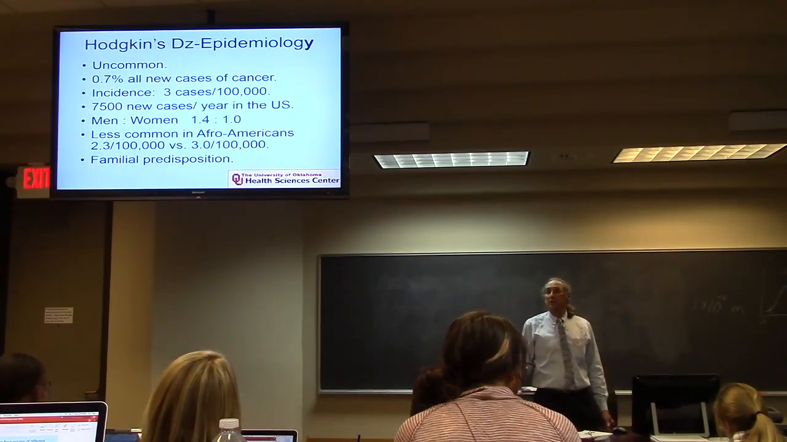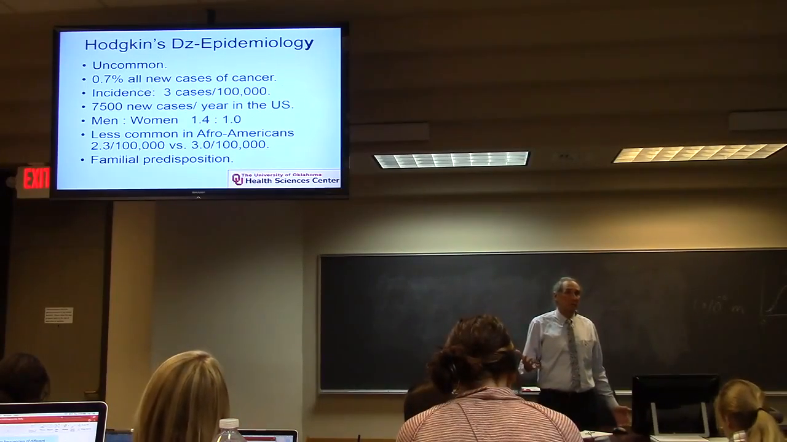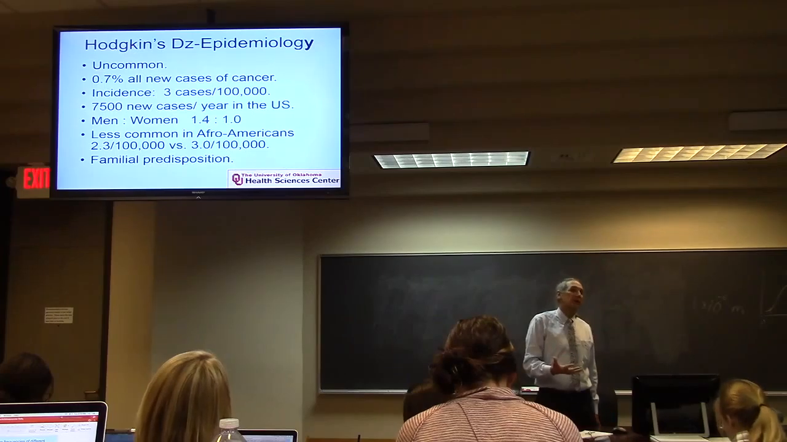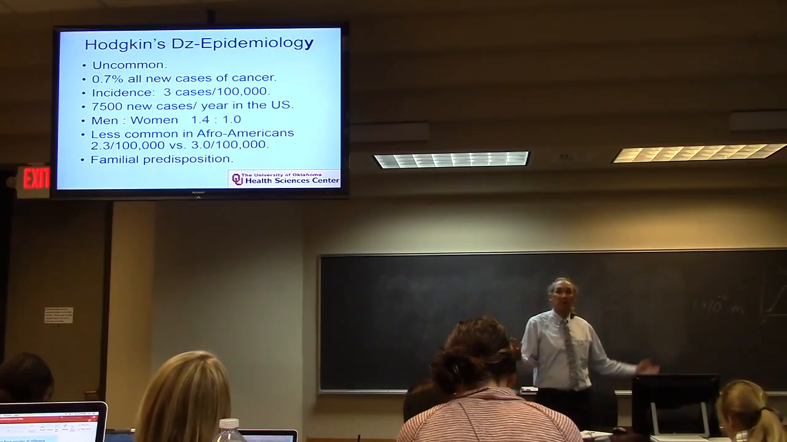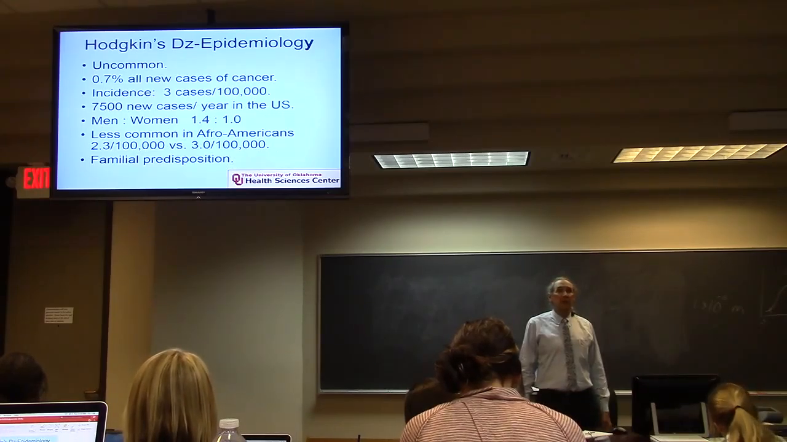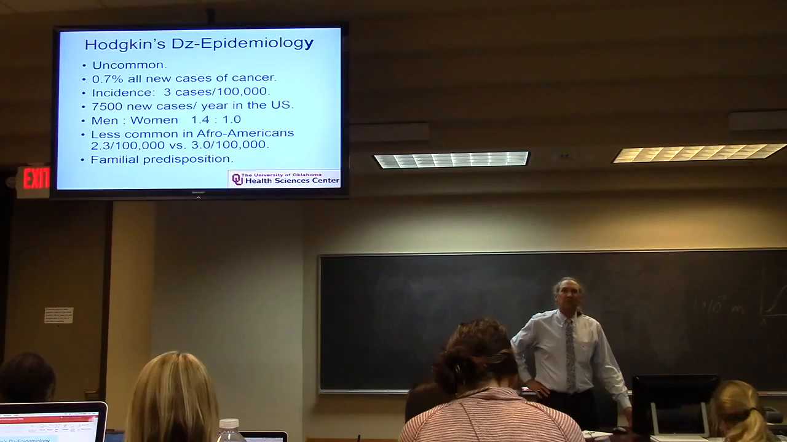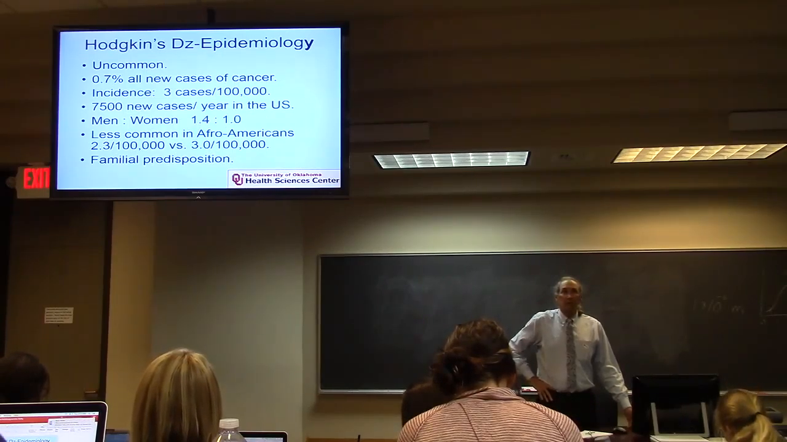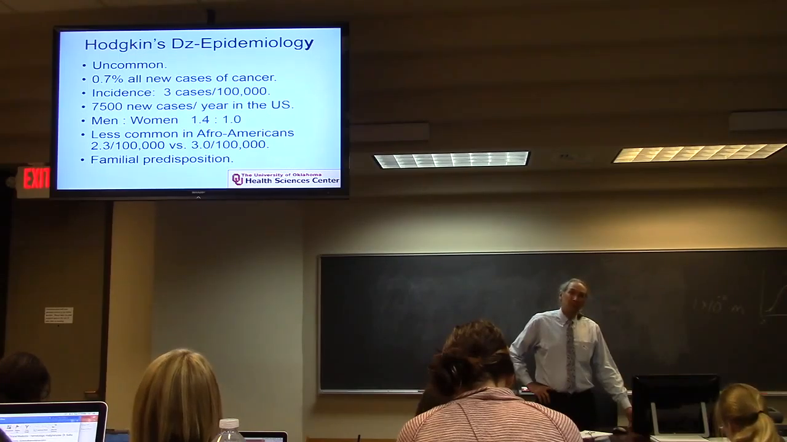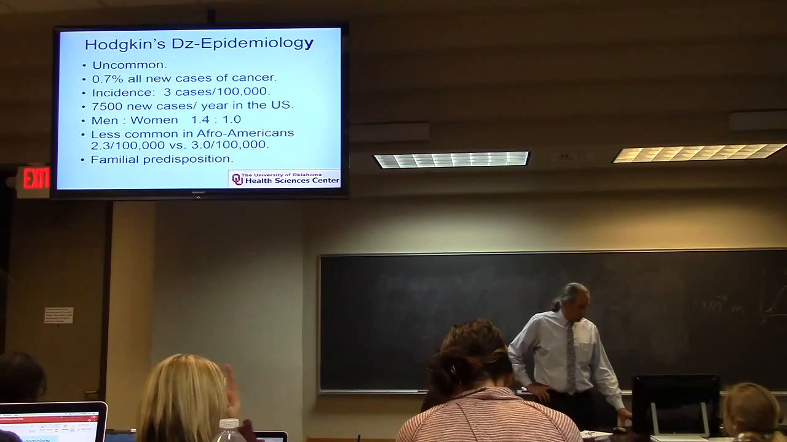Hodgkin's disease is not very common. Like I said, it's less than 1% of all malignancies in the United States. Only 3 cases per 100,000. Again, figure out how many there would be in Oklahoma. Not that many. There are 7,500 in the United States. And for some reason, it's less common in African Americans than non-African Americans. And there is some familial predisposition, but that may be environmental too.